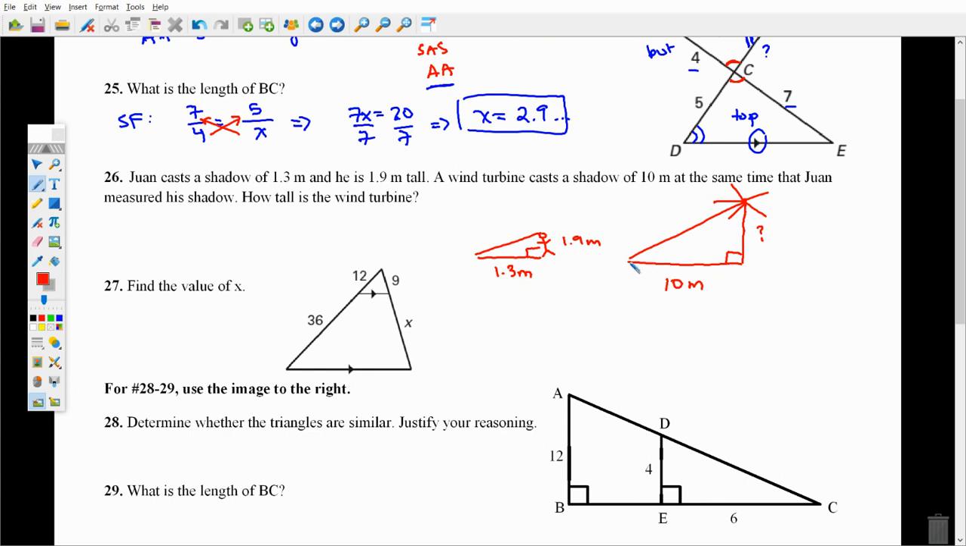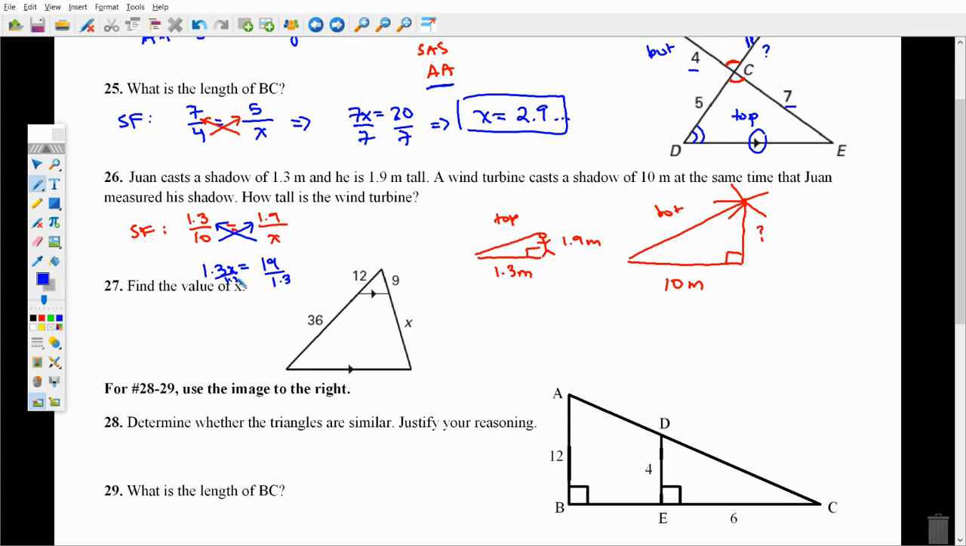So these two triangles are similar. If you wanted to draw Juan right here, you could have, but I like to choose separate ones. So my scale factor here, I'm going to say, I'll put this one on top, this one on the bottom. 1.3 over 10 is equal to 1.9 over x. Cross multiply, you'll get 1.3x is equal to 19, and then divide by 1.3.